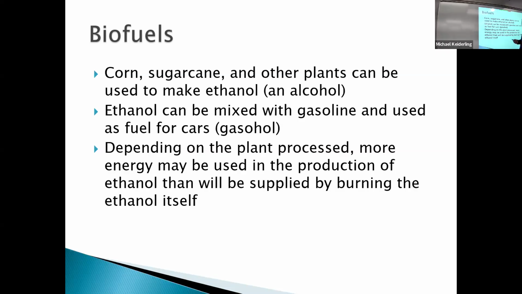But depending on the plant process, however, more energy can be used in the production of the ethanol than supplied by burning. Some of this is to use up all the corn we made. But there's reasons we make lots of corn. It has to do with the economics of farming. But yeah.